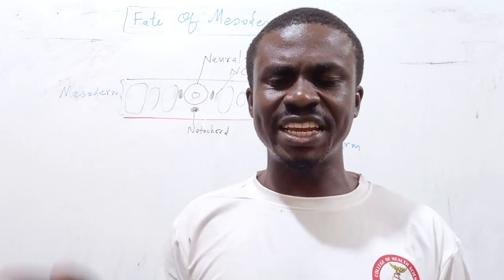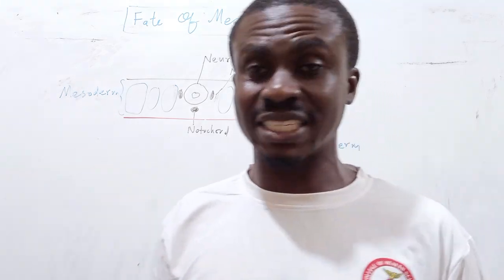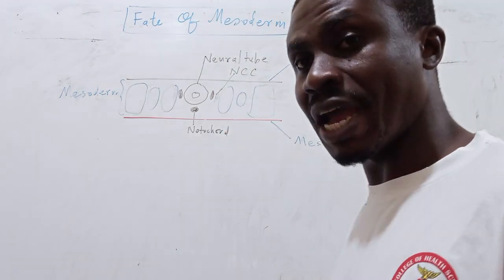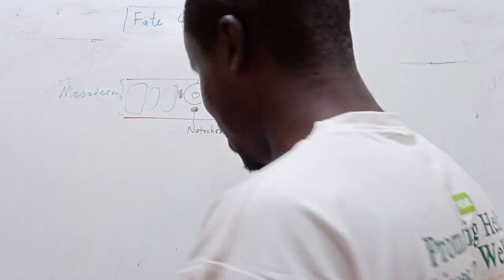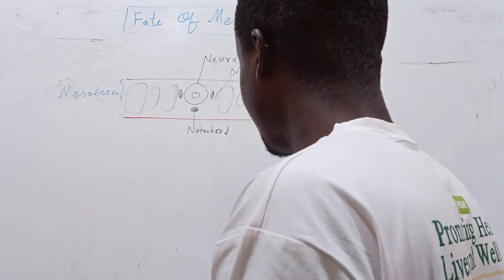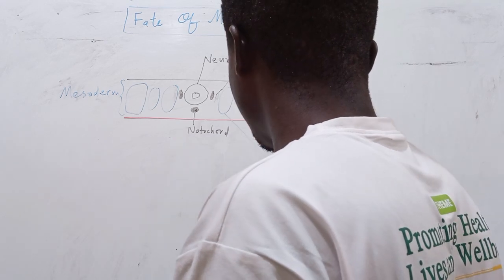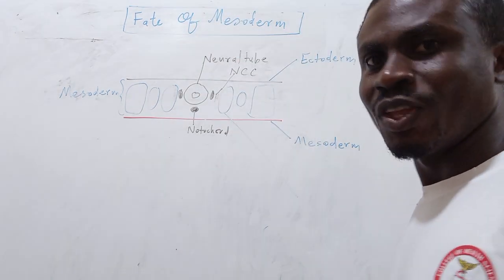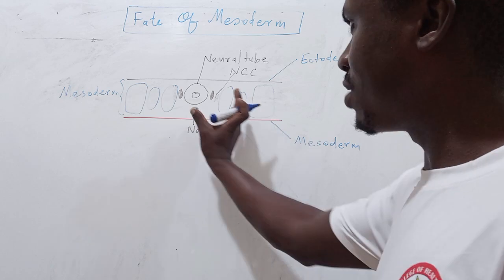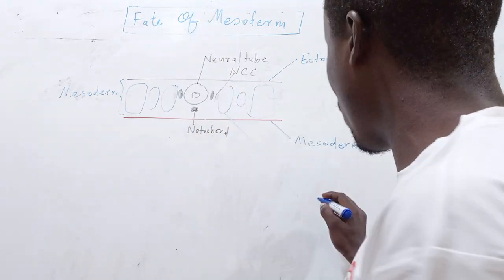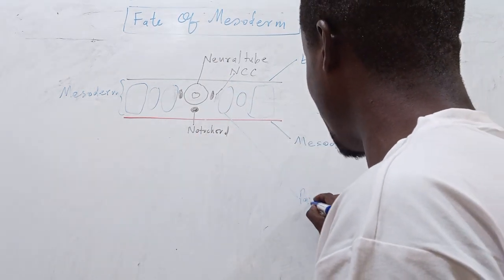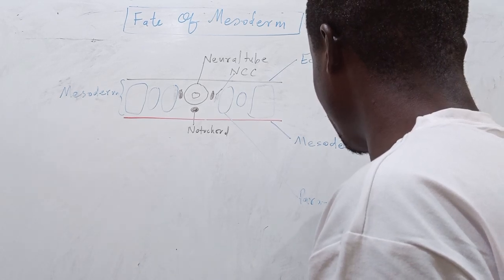And what are these things? Taking the neural tube and notochord as the axis of this mesoderm of the embryo, then what we will say is that this one here is very close to the midline. So we call it paraxial mesoderm. Paraxial mesoderm.